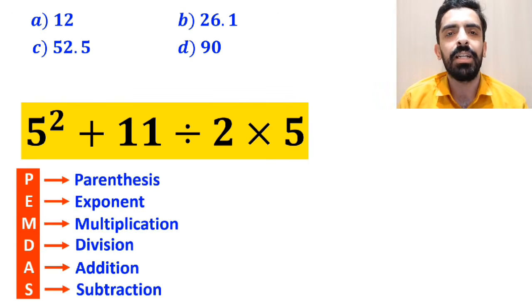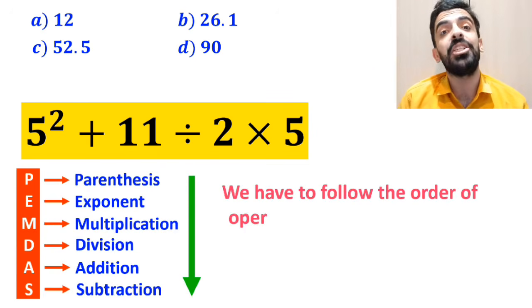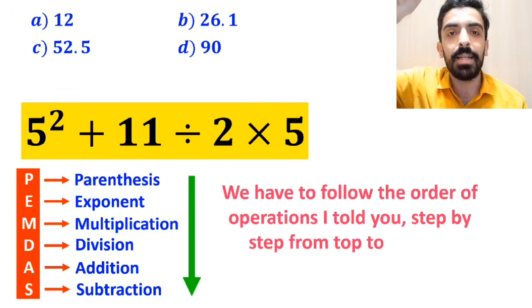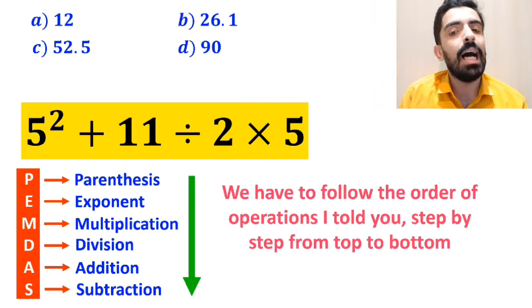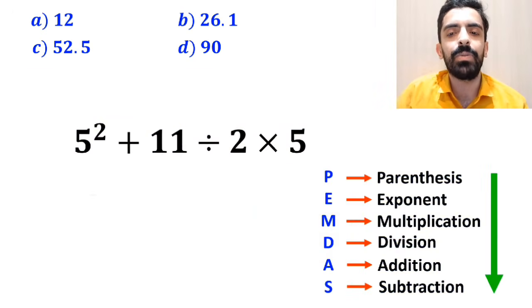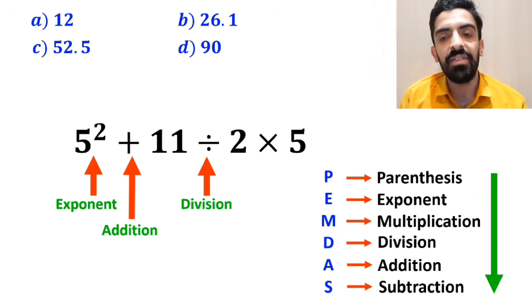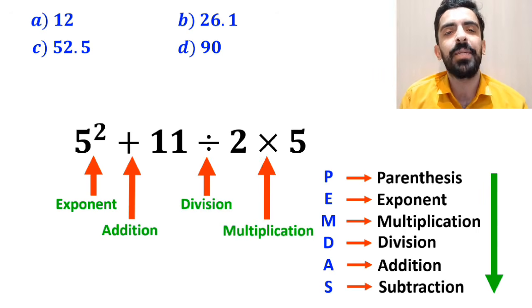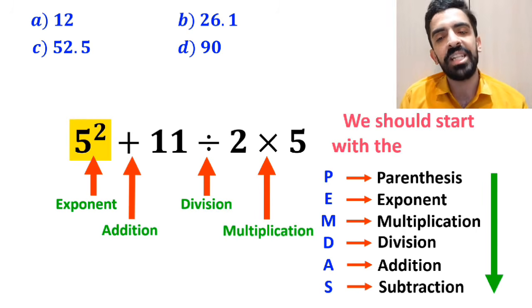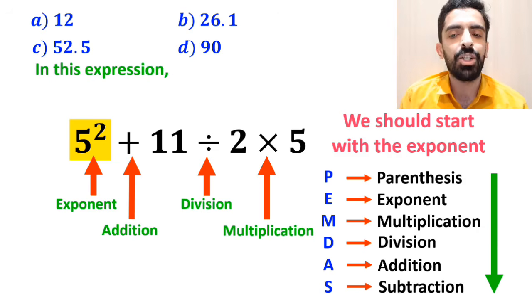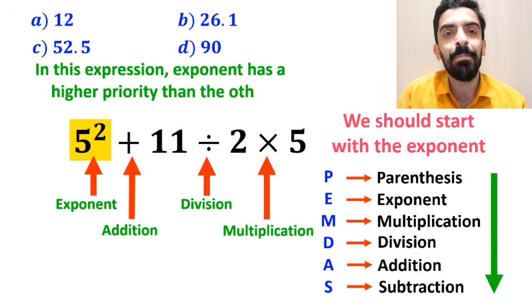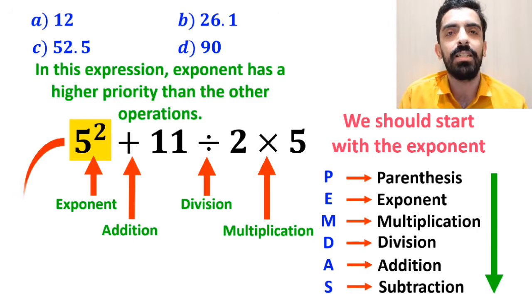To solve this question, we must follow the PEMDAS rule. We have to follow the order of operations I told you, step by step from top to bottom. Okay, as you can see on the screen, in this expression, first we have an exponent, then an addition sign, followed by a division, and finally a multiplication. We should start with the exponent, because in this expression, exponent has a higher priority than the other operations.